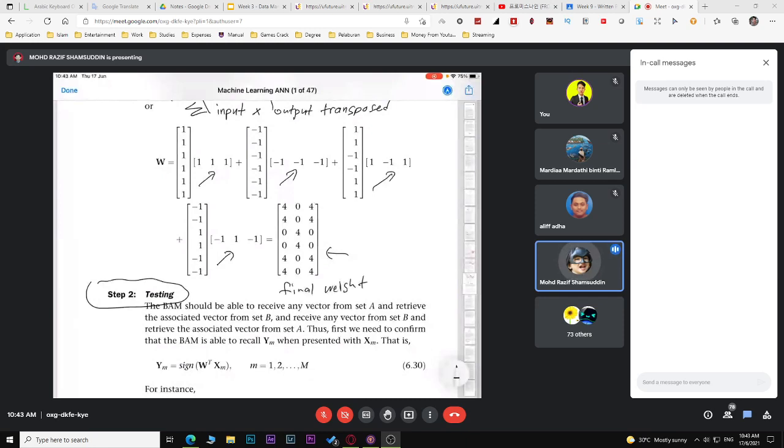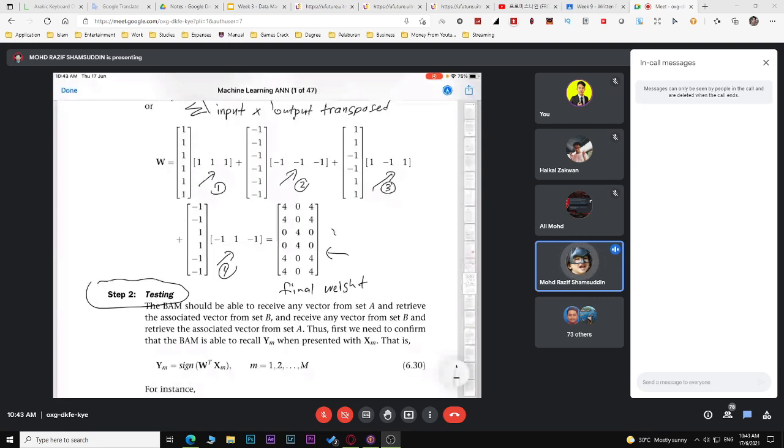Do I need to explain again how to calculate the matrix multiplication? Do you need me to explain? No need anymore, right? No need, sir. Okay. So these are the equations. You multiply the first, this is the second multiplication, third, and this is the fourth one. Then you sum it all up, you get this one, right? That is the final weight.